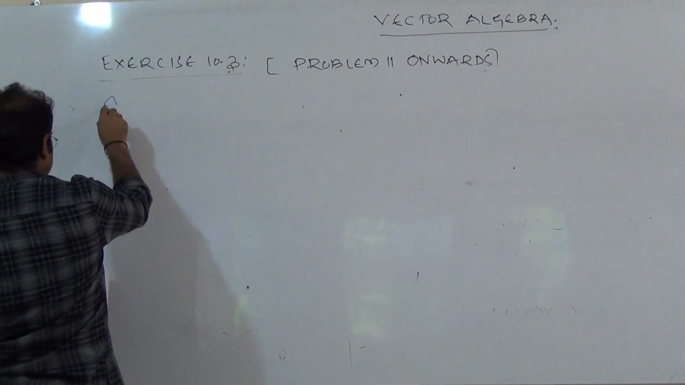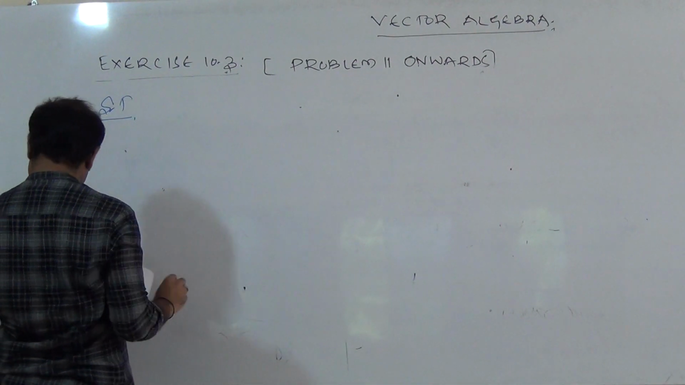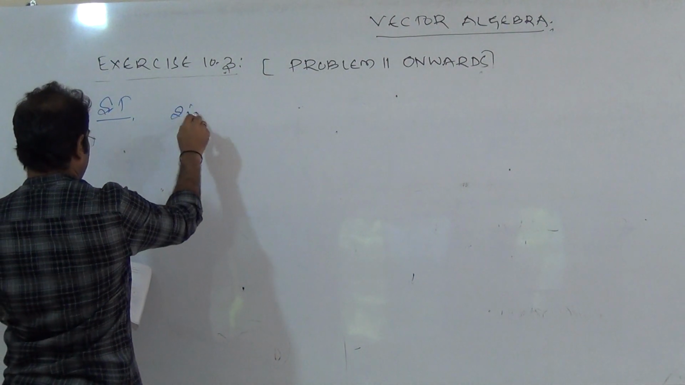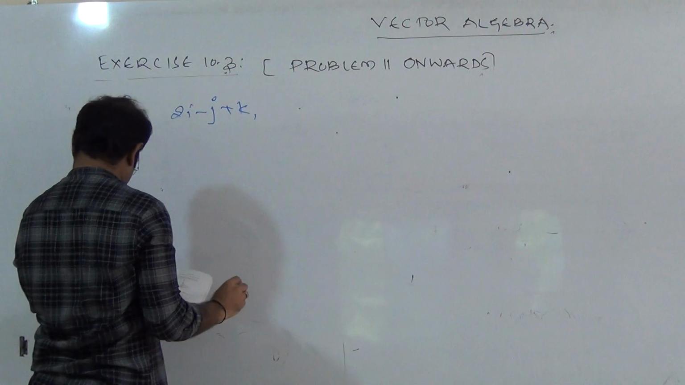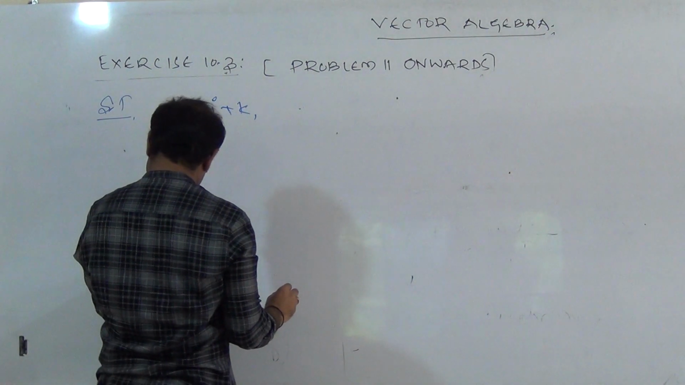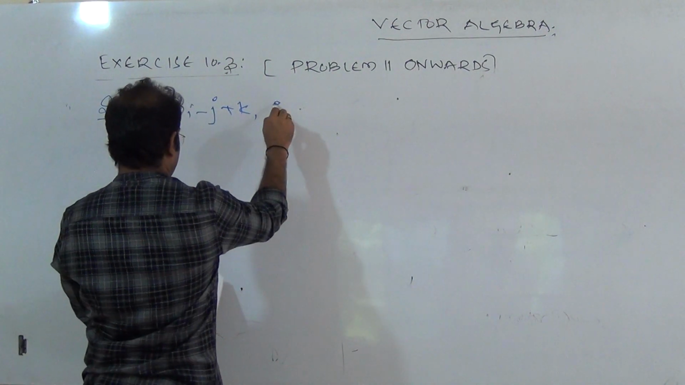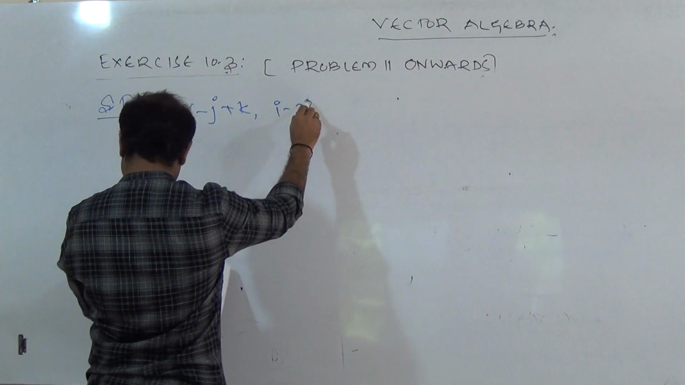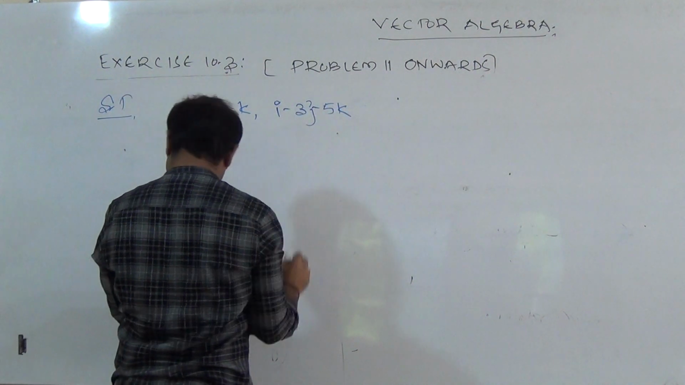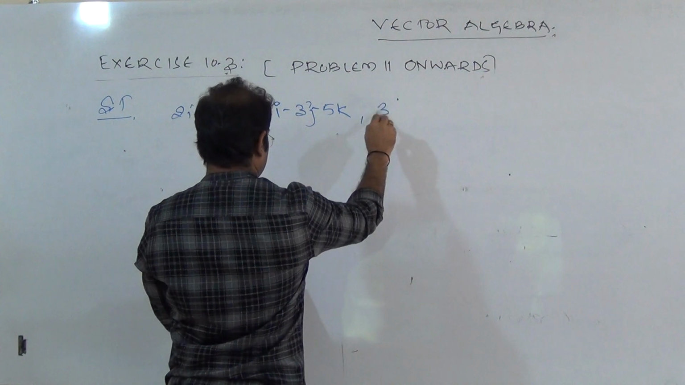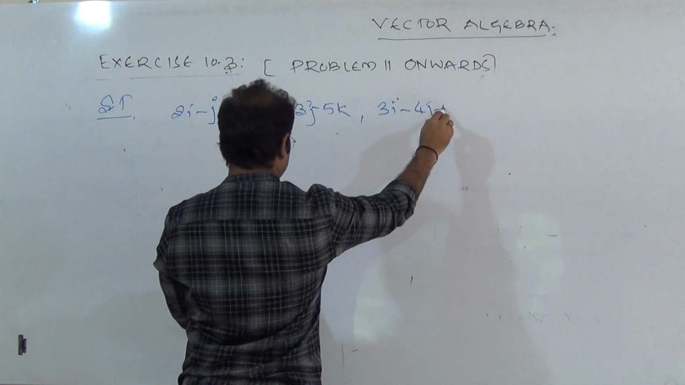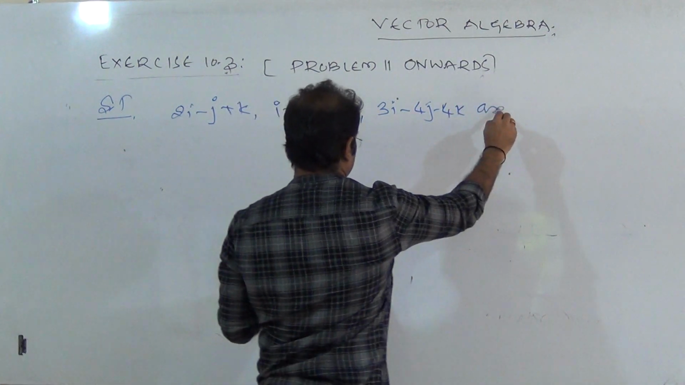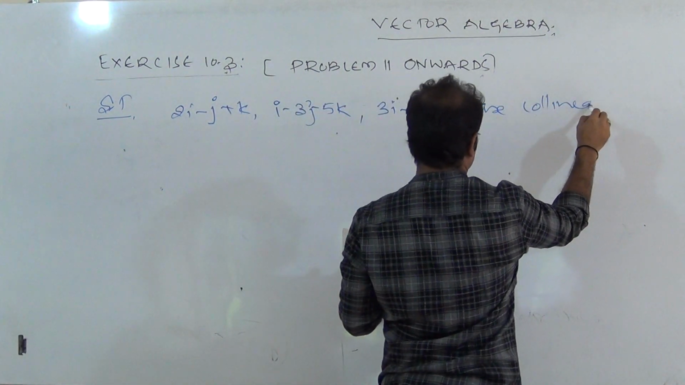Show that 2i minus j plus k, i minus 3j minus 5k, 3i minus 4j minus 4k are collinear.